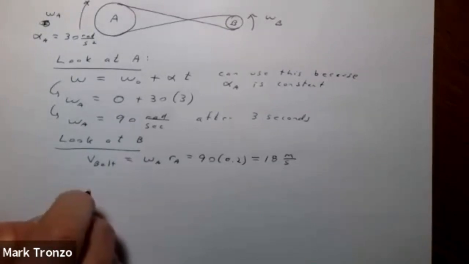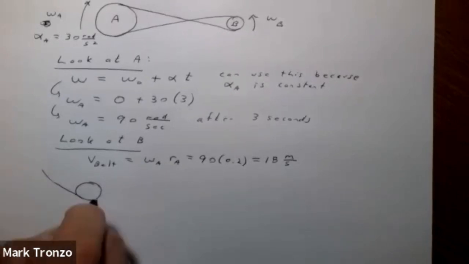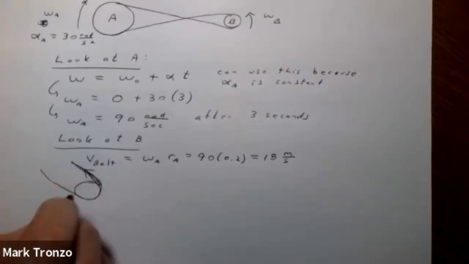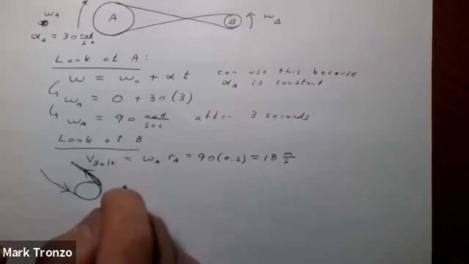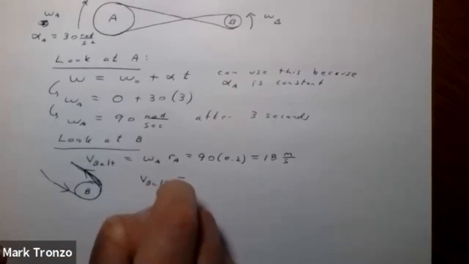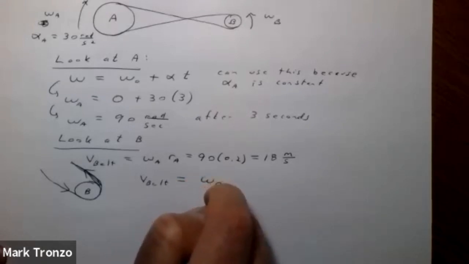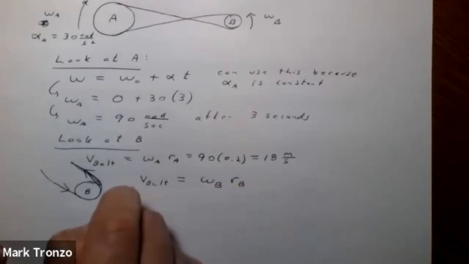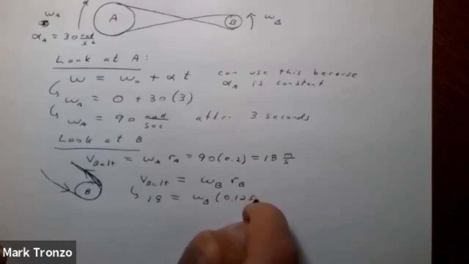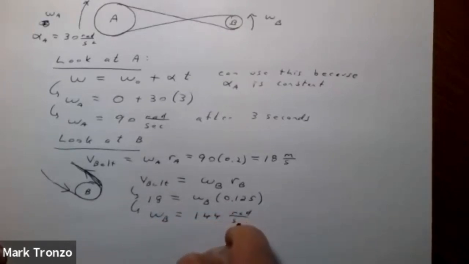And so again, that means that the belt is going to come down, say like this. Not a very good picture, but the velocity of the belt is going around in this direction. So it's going to be that speed. So then we can work backwards and say the velocity of the belt for B is going to be equal to the angular velocity of B times the radius of B. And that's going to be 18 meters per second, omega B times the radius of B, which is 0.125. So omega B is 144 radians per second.